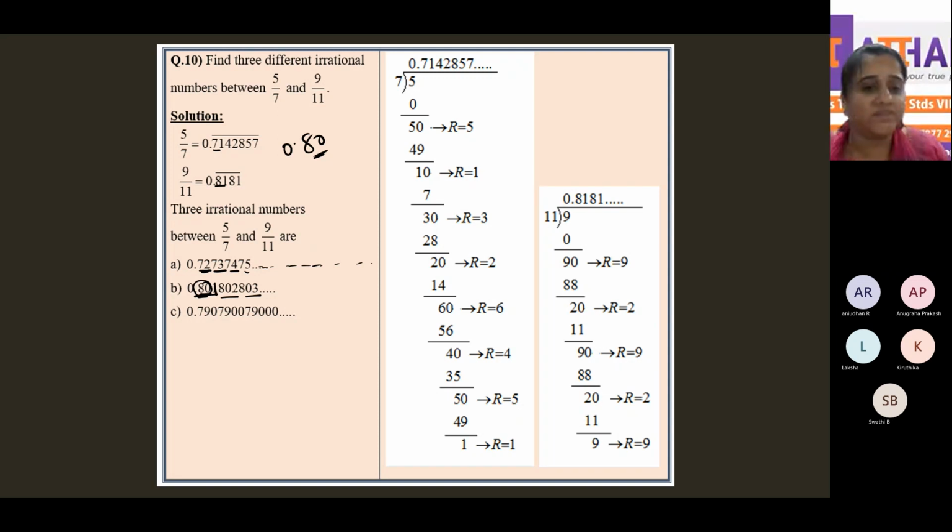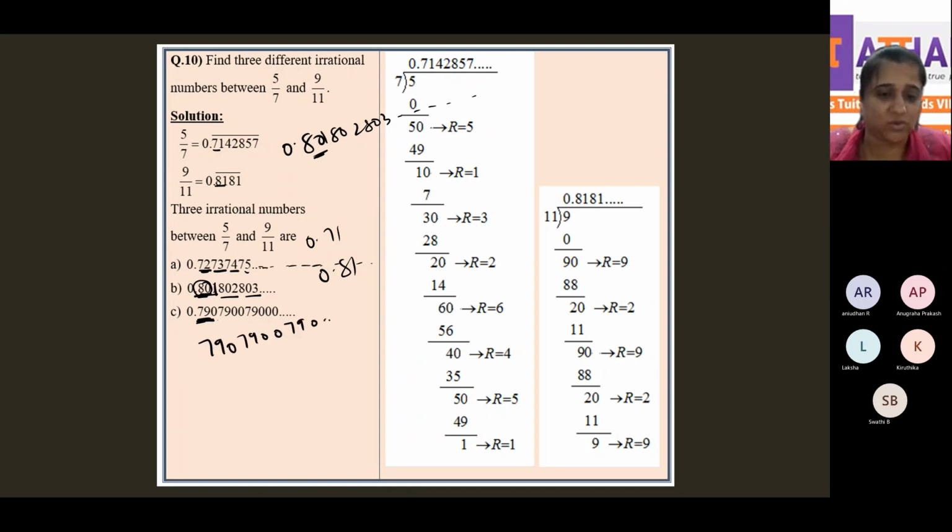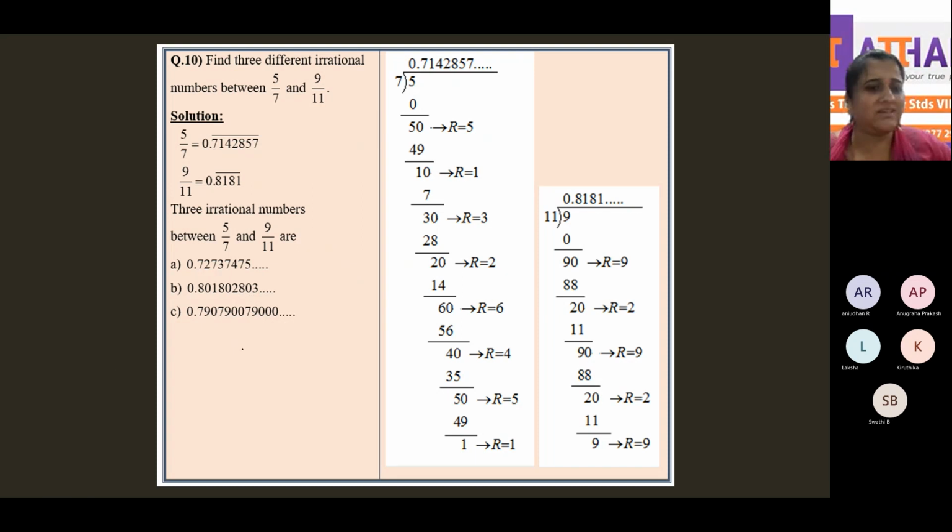Now I have written 801, 802, 803, 804, 805, meaning non-terminating, non-repeating. And then here I've written 7, 9, which is between 0.71 and 0.81. I've written 790, then 7, 9, 1, 0, 7, 9, 2 zeros, 7, 9, 3 zeros, 7, 9, 4 zeros. Like that it goes on. Don't forget to keep the dots.